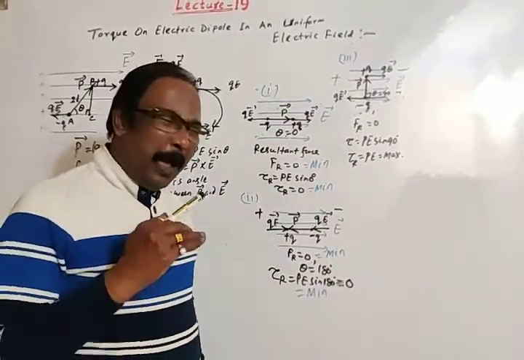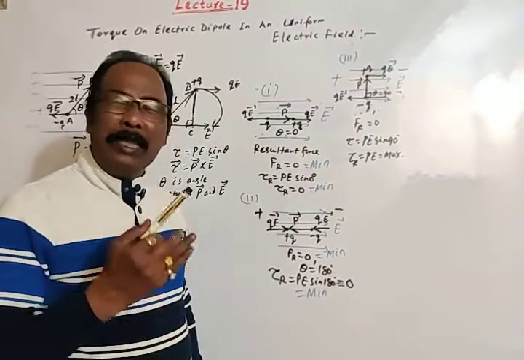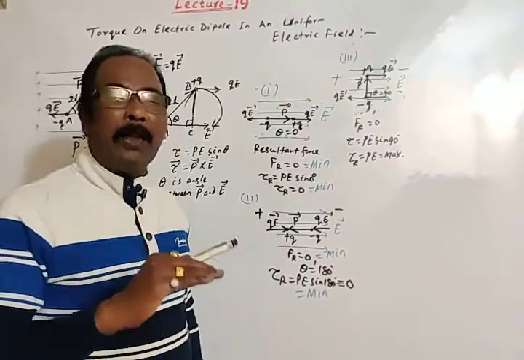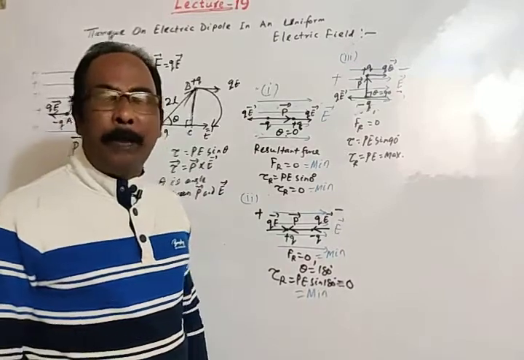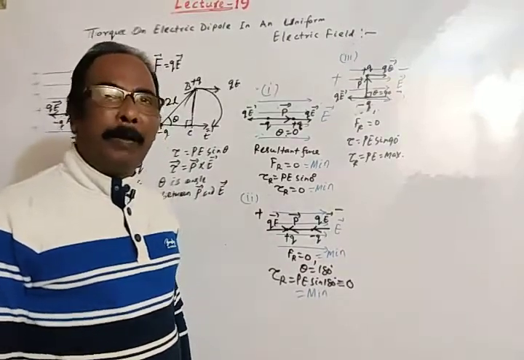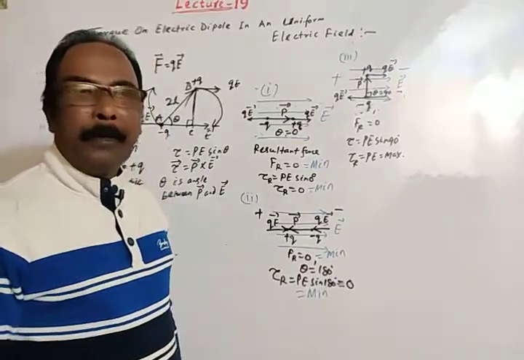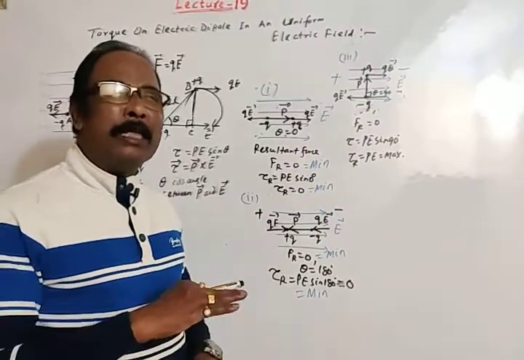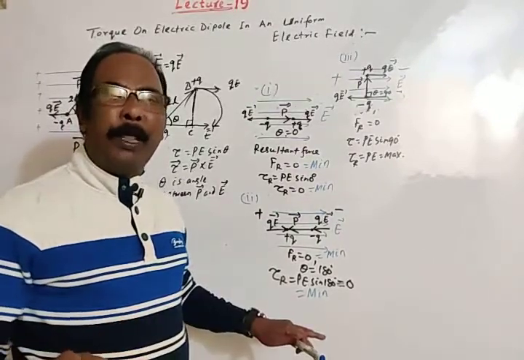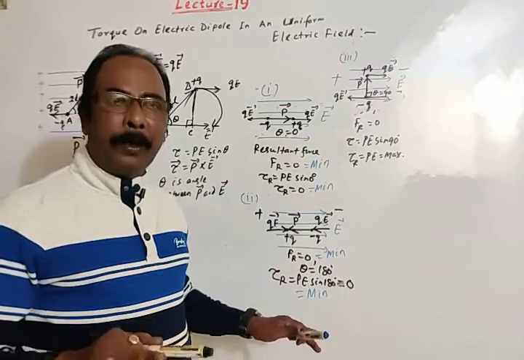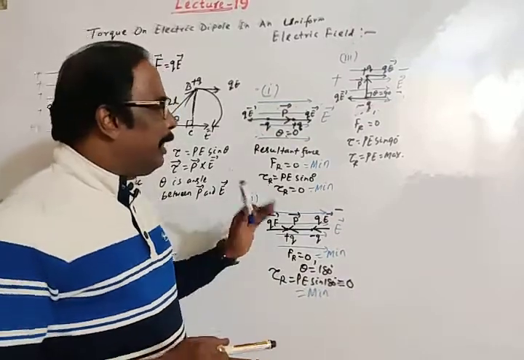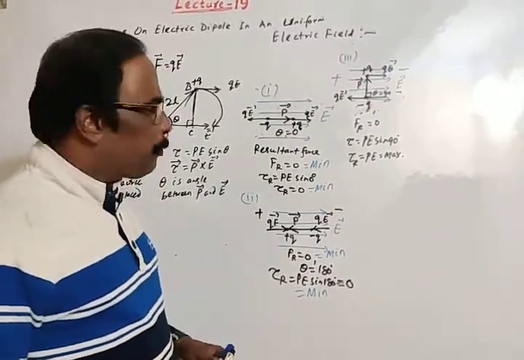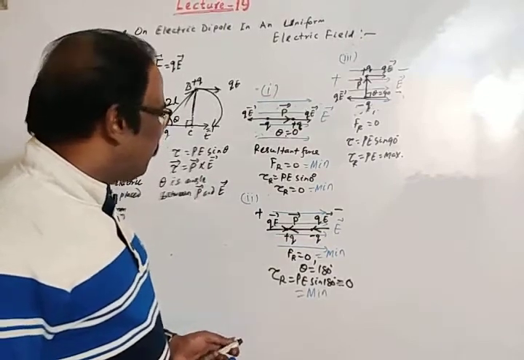Okay. I will discuss potential energy, that is, work done and potential energy of a dipole in a uniform electric field, in lecture 20. In that lecture, I will discuss in brief stable equilibrium and unstable equilibrium. But here I will give you an idea about stable and unstable equilibrium.